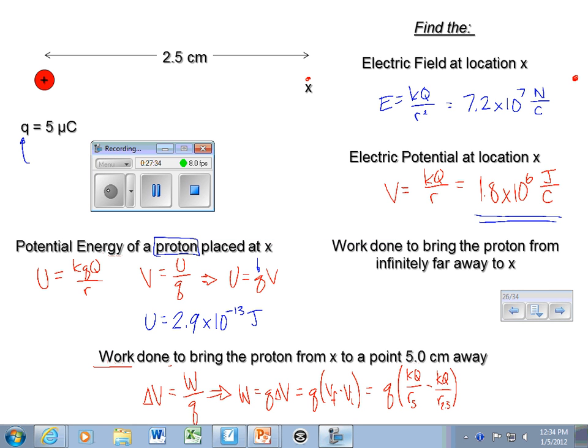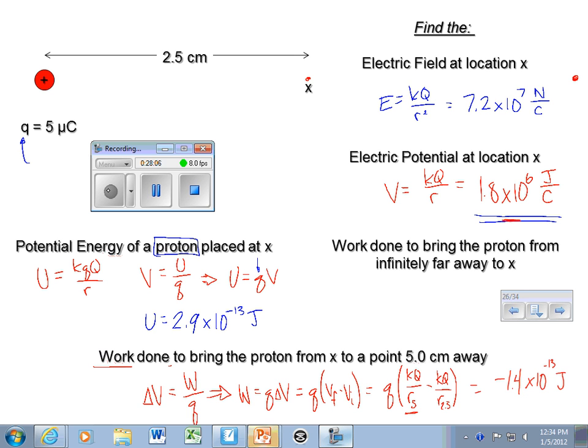Now, if you're careful here, and again, you have to actually calculate the potential at the location 5 centimeters away, we have the potential at the location 2.5 centimeters away. I get an answer of negative 1.4 times 10 to the negative 13 joules. All right, let's talk a little bit about this sign. Why is it negative? Again, how much work is done to bring the proton there? It says that there's a negative amount of work done.